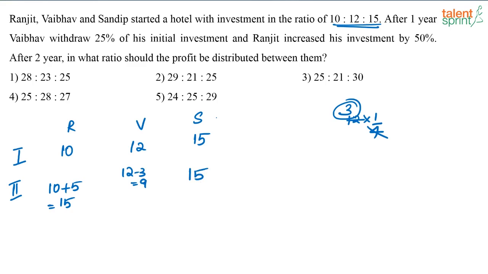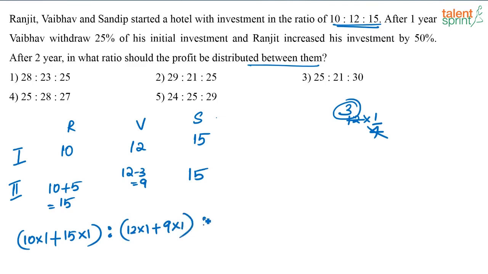So now what is the ratio in which the profit will be distributed between them at the end of the second year? How do you distribute profit in case of partnership? The profit is distributed in the ratio of the amount that each person has invested multiplied by the period for which the investment has been made. So Ranjit has invested 10 rupees for the first year plus 15 rupees for another 1 year, correct? Similarly, Vaibhav has invested 12 rupees for 1 year plus 9 rupees for another 1 year. Sandeep has invested 15 rupees for both the years.